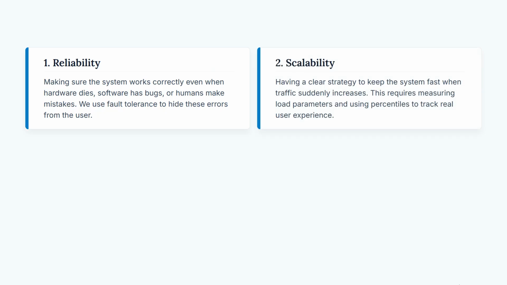Second is scalability. When our app suddenly becomes famous, we need a clear strategy to add more computers to handle the load. We measure this load carefully, and we look at the high percentiles to make sure our most important users are not experiencing slow response times.